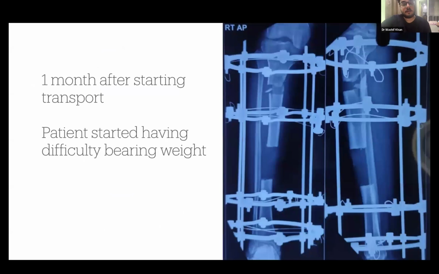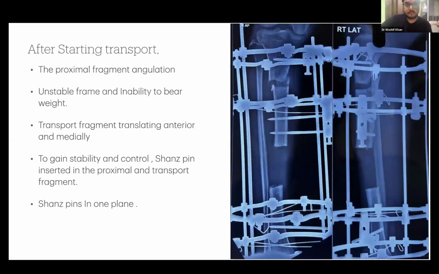Still, the original surgeon started the transport. The patient was having difficulty bearing weight. As the transport was started, the proximal fragment started going into angulation. As the frame was unstable, the patient was having difficulty bearing weight. The transport fragment started translating anteriorly and medially. Now, the surgeon introduced the shunt pins into the picture. He introduced 4 shunt pins from the anteromedial aspect, 1 in the proximal fragment, 2 in the transport fragment, and 1 in the distal fragment.